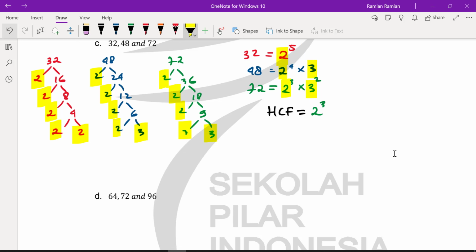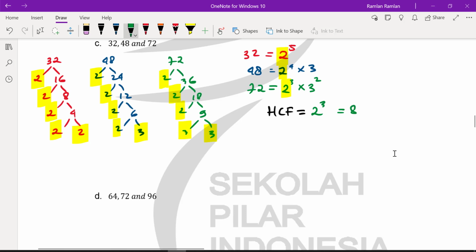So make sure that for the highest common factor, you will have the same exact number for all of the numbers, right? So if we have, for example, this is times 3, then you can take the 3, but because we don't have it, don't take it. So the HCF, or the highest common factor, is just 2 to the power of 3. 2 to the power of 3 is just 2 times 2 times 2, which is equal to 8. Okay, so that's the first one.